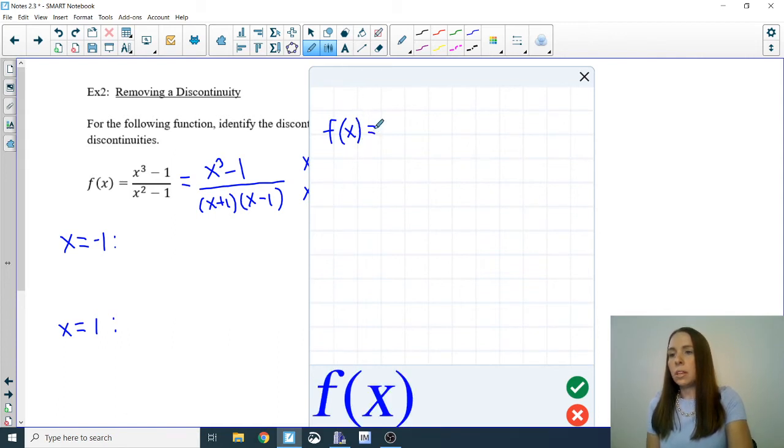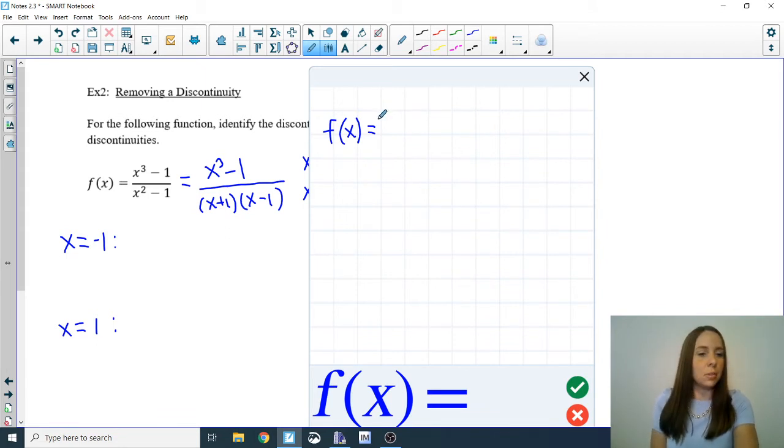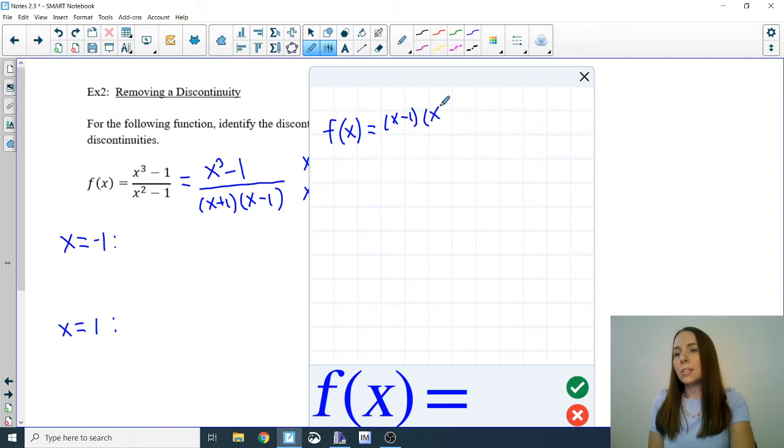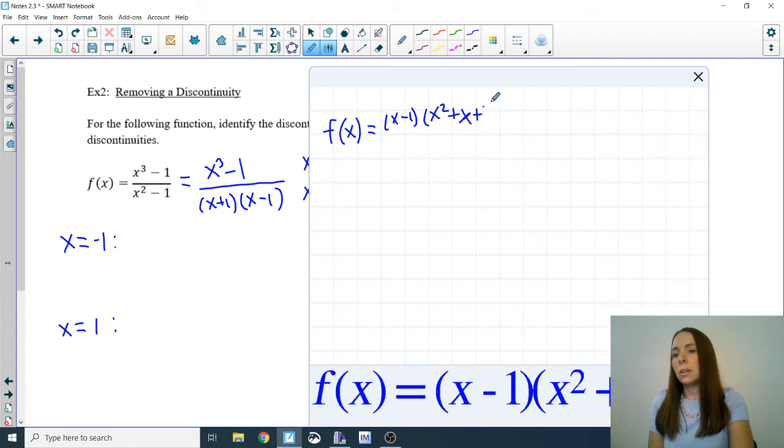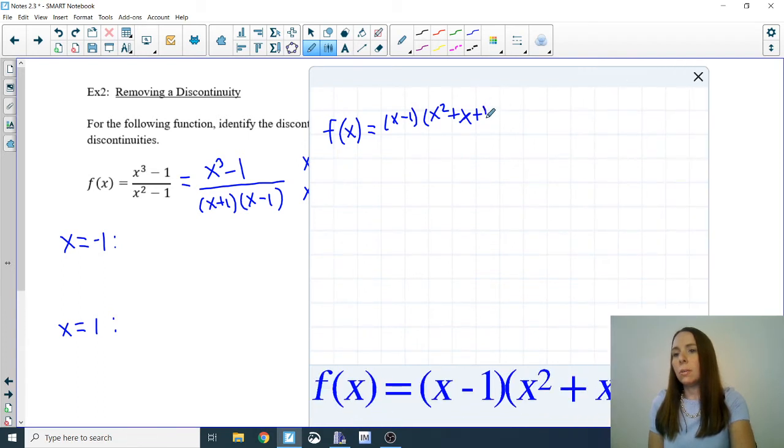X cubed minus 1. I'm trying to be good at this, okay? I'm sorry, I'm being slow. I know, the clock is ticking. X cubed minus 1 factors into x minus 1 and x squared plus x plus 1. There you go, with the 1 there.